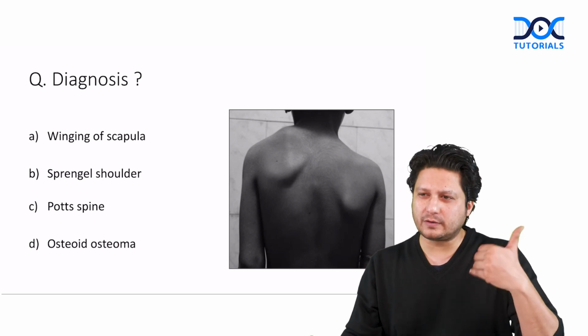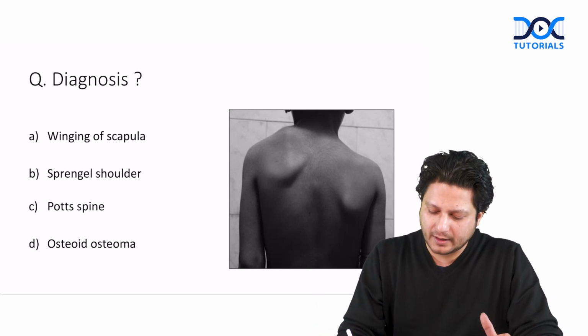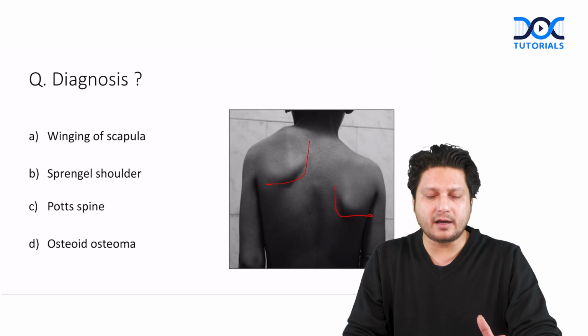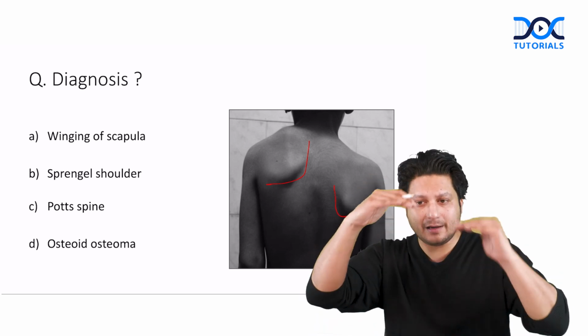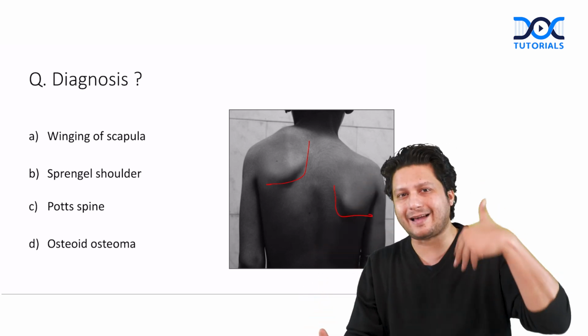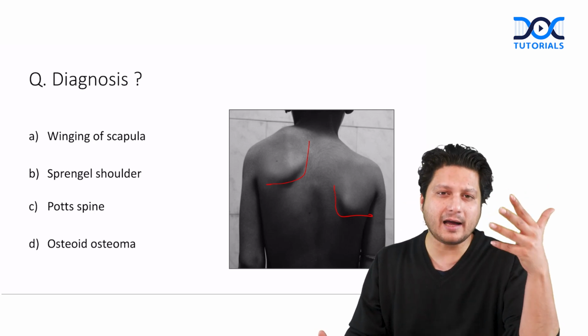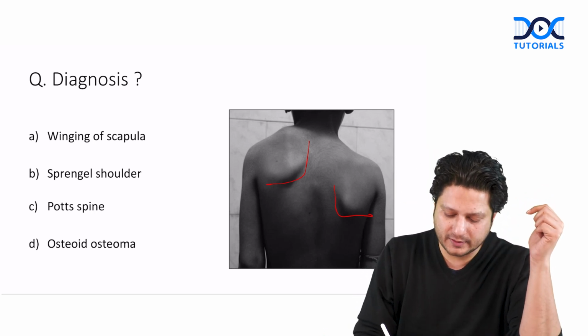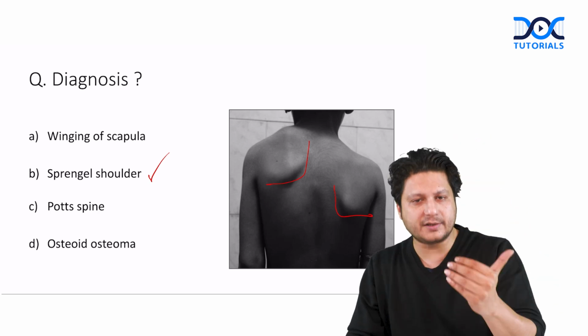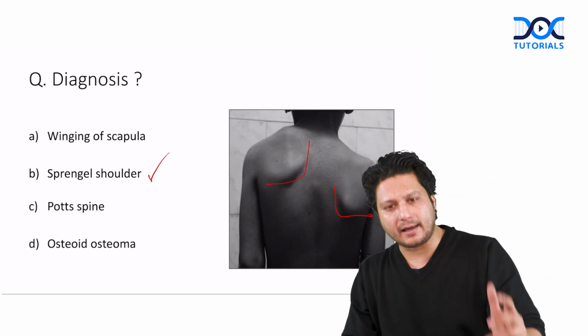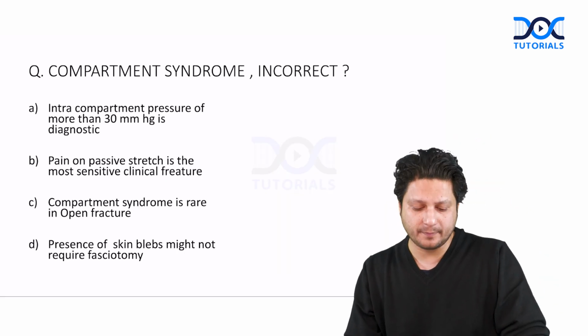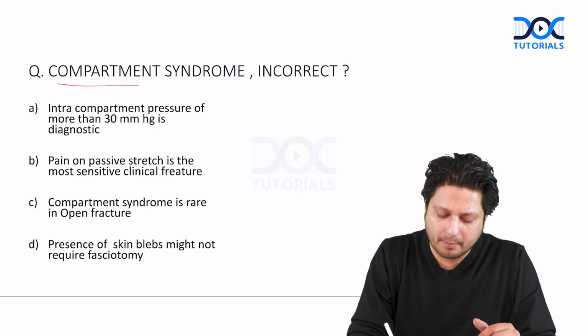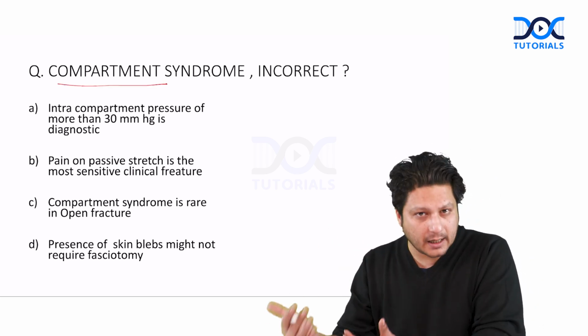Now, all of you know this is something which we are expecting, that they will give you the image where there will be an asymmetry in the level of scapulae. One of the scapulae is at a higher level, a higher lying scapula. So it is known as Sprengel shoulder, which is incomplete descent of the scapula or a high lying scapula. Alright, Sprengel shoulder. Now, related to the compartment syndrome, which of the following is incorrect?